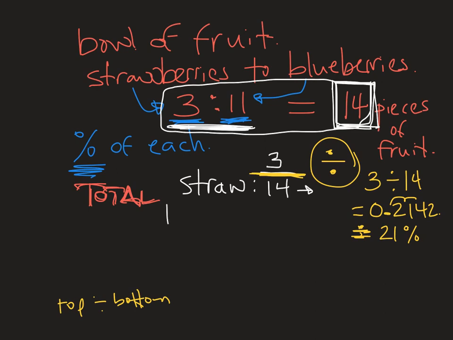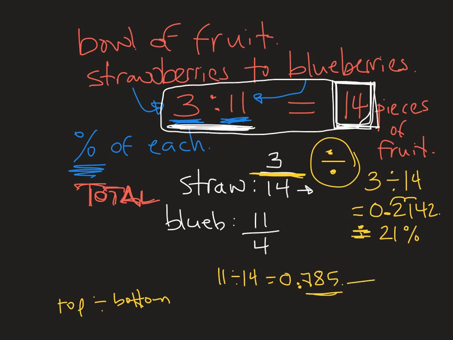For the blueberries, we'll say blue. I have 11 out of 14 as my lowest terms. And so I'm going to do 11 divided by 14. And I get 0.7857. Okay, I want to look at 3 numbers after the decimal, because then it can help me round.